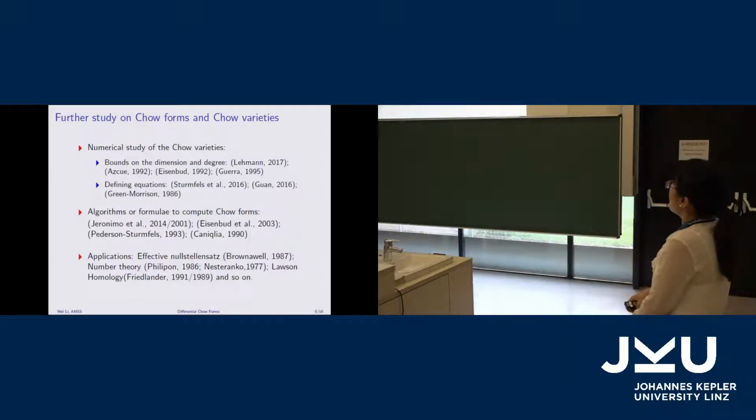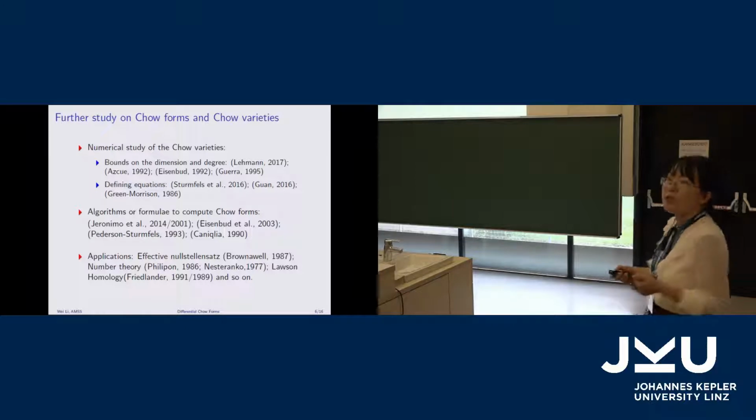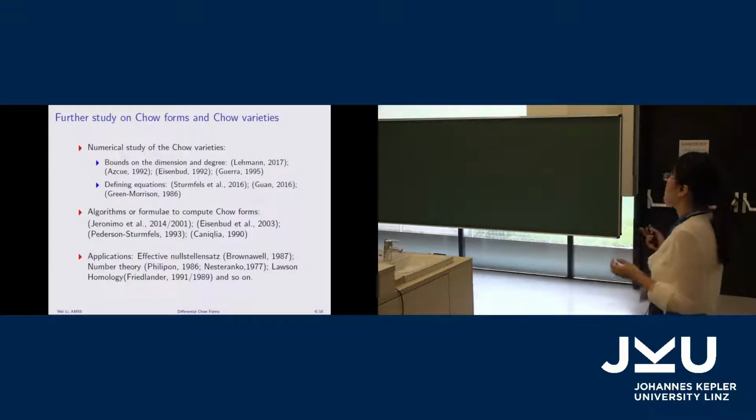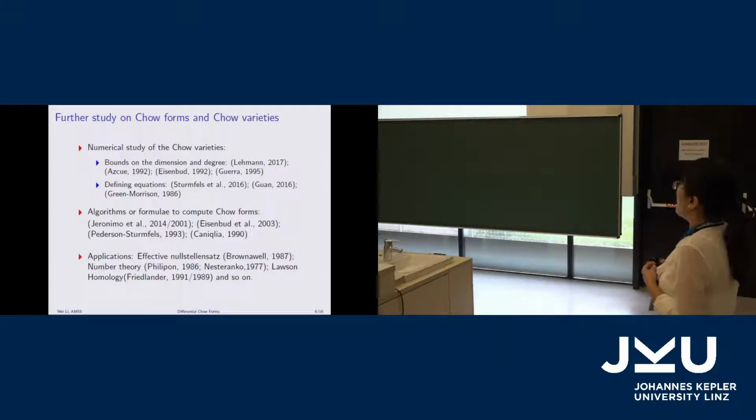And regarding applications, Chow forms and Chow varieties have a lot of applications in computational algebraic geometry, in intersection theory, and also in number theory and so on. So for example, Brownawell made a major progress in the effective Nullstellensatz by analyzing new properties of the generalized Chow forms.